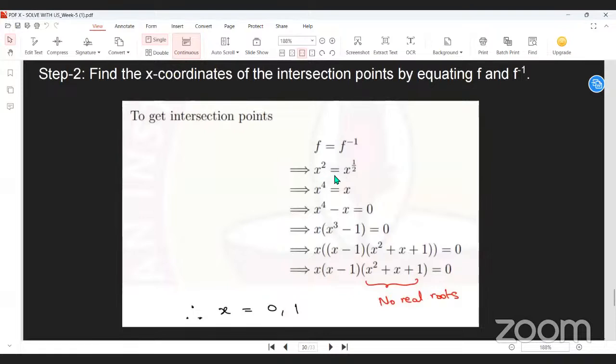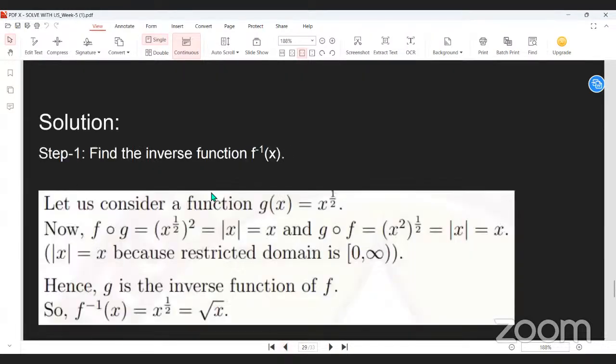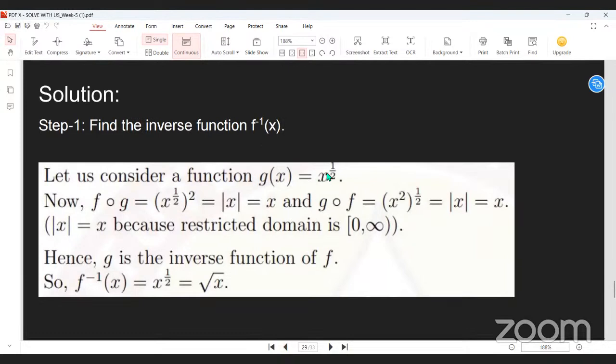No, sir, I didn't understand how we got f inverse as x to the power of half. Okay, so see, we considered a function here, x to the power half, right? But we are given x square as the function. f of x is equal to x square is the given function. Yes, sir, but on what basis do we consider this function, like g x is equal to x to the power half? Okay, let me share my screen. Wait a second. I'll explain.